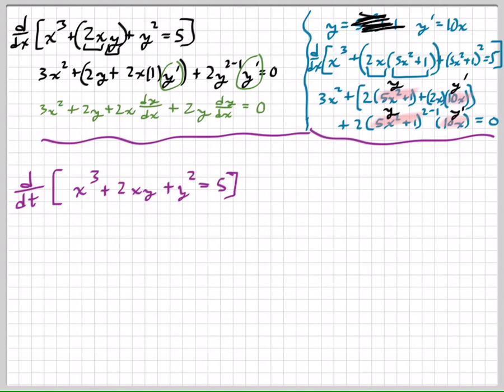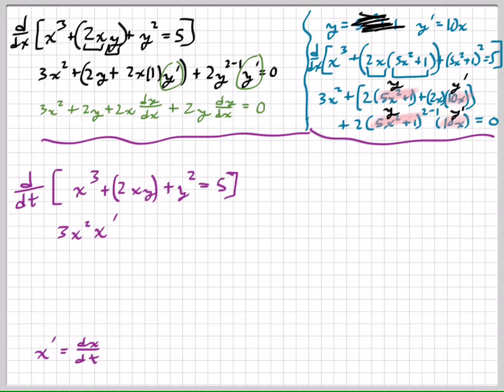All right, so the derivative of x to the third is going to be 3x squared. But then, since x is a function of t, we must multiply it by x prime. X prime is the same as dx over dt, just so y'all know. We're taking the derivative with respect to t. Now, because we're taking the derivative with respect to t, we have to use the chain rule.